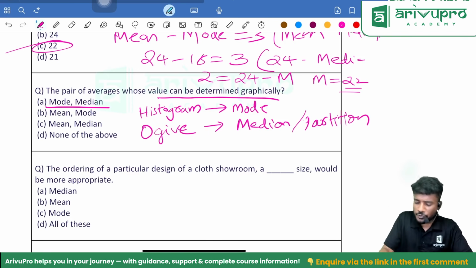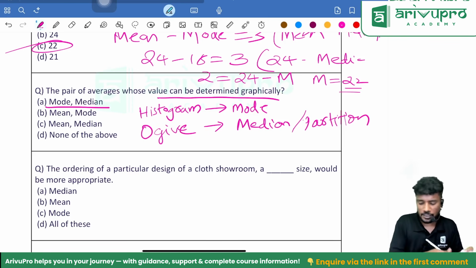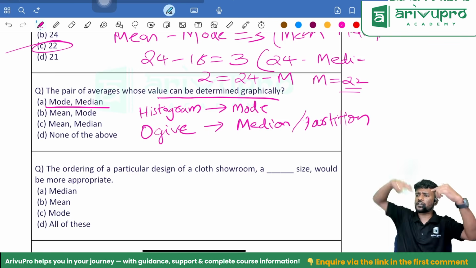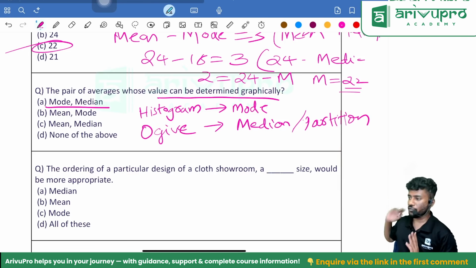The chances of this question coming in the exam are very, very high. That is, mode can be found using histogram for continuous data. Then, using ogive we can find median and partitions. Now, using what is ogive drawn? Less than frequency and more than frequency.